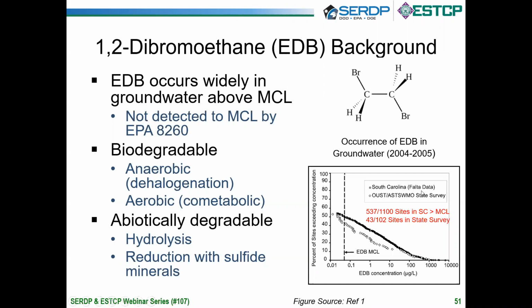But in some nice work done by Ron Falta a number of years ago now, they sampled throughout South Carolina, and they looked at the percent, and these were old underground storage tank sites, of samples exceeding the MCL for EDB versus the concentration. And here's the MCL at 50 parts per trillion, and all of these samples exceed the MCL. And you could see in South Carolina, it was about 50% of the samples at that time. EPA went on to do some state survey work, and again, it was on the same order, about 40%. So, there's a lot of EDB out in the environment above its MCL.